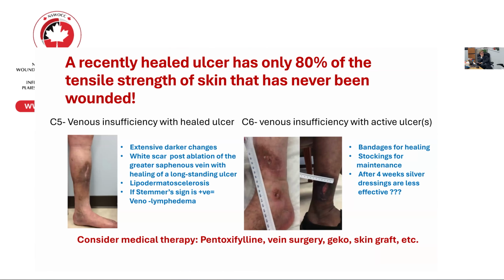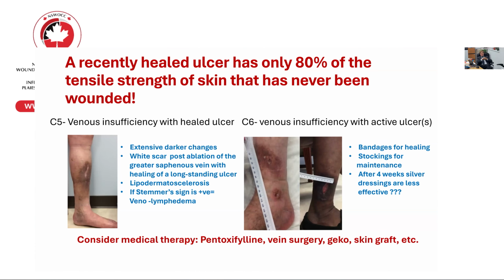A recently healed ulcer is only 80% of the tensile strength of skin that's never been wounded. So C5 is venous insufficiency with a healed ulcer, and C6 is venous insufficiency with an active ulcer. In the healed ulcer, you do see the darker change, the white scar, a post-ablation of the greater saphenous vein. That's above the dark area. And you see lipodermatosclerosis. And if Stemmer sign is positive, then this would be venous lymphedema.